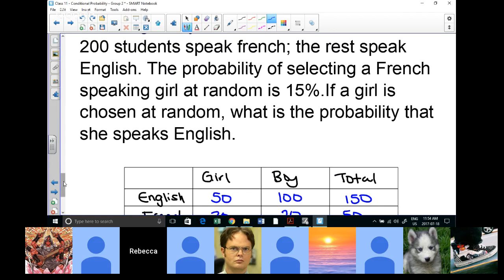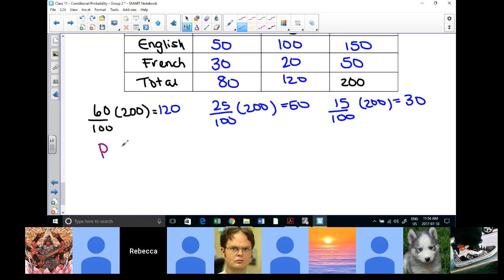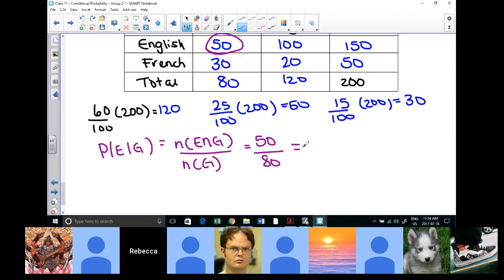If a girl is chosen at random, what is the probability that she speaks English? So we know that it's a girl. And we want to know speaking English given that she's a girl. So this is the number of English intersected with girl divided by the numbers of girls. So English girl gives me 50. Total for girls gives me 80. So this gives me 5/8, which is 62.5%. So if I have a girl, there's a 62.5% chance that she speaks English.